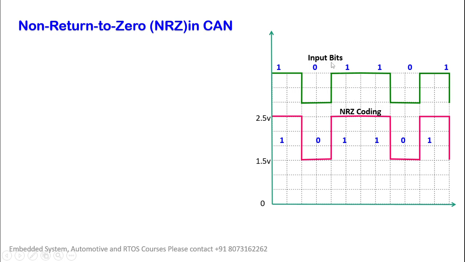So when you see here the input bits, and this is my NRZ coding, you see the voltage level is monitored. Voltage is represented from 2.5 to 1.5 volts. 1 is represented by 2.5, 0 is represented by 1.5. Drawbacks also we will discuss.